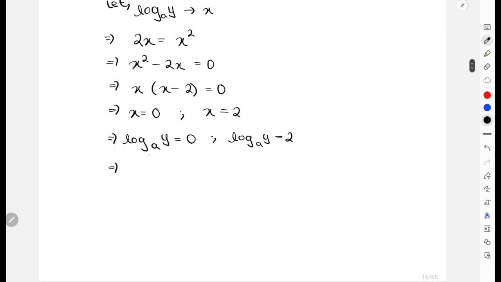If you take that a to the right hand side, it will be a to the power of 0, which will eventually be 1, right? Anything to the power of 0 is 1. And for the other one, if you again take that a to the right hand side, it will be a square. Those are the two values: either y is 1 or a square.